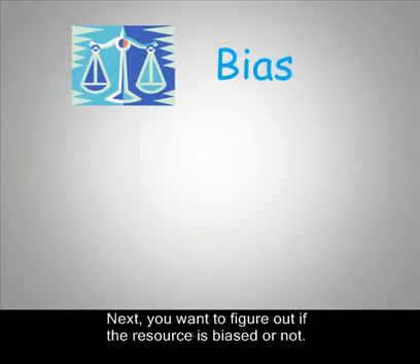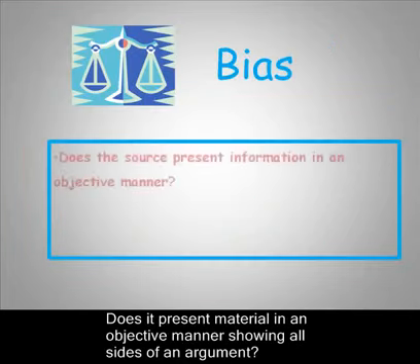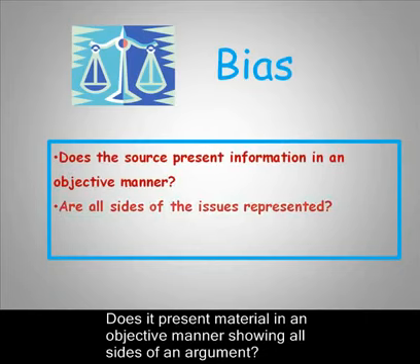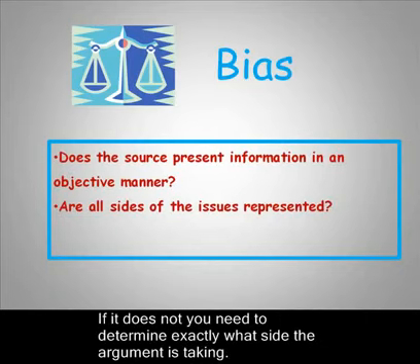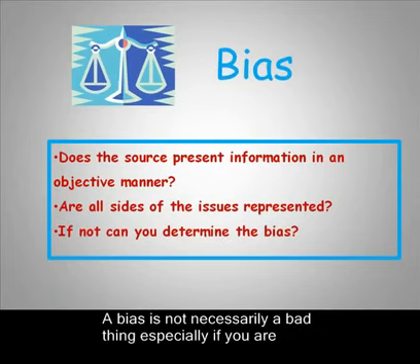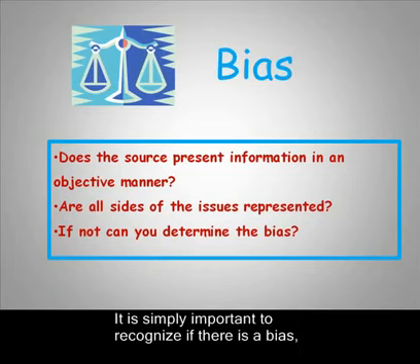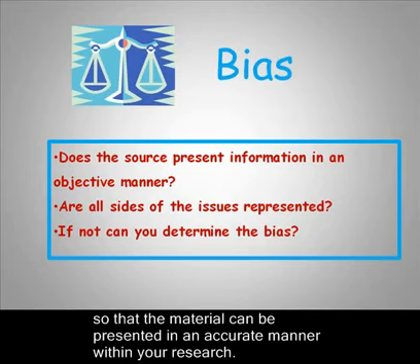Next, you want to figure out if the resource is biased or not. Does it present material in an objective manner showing all sides of an argument? If it does not, you need to determine exactly what side the argument is taking. A bias is not necessarily a bad thing, especially if you're trying to argue a particular point. It is simply important to recognize if there is a bias so that the material can be presented in an accurate manner within your research.